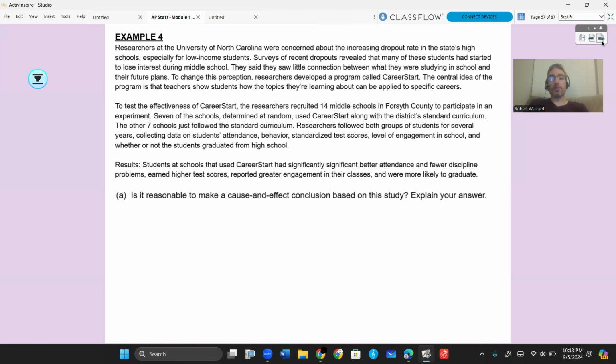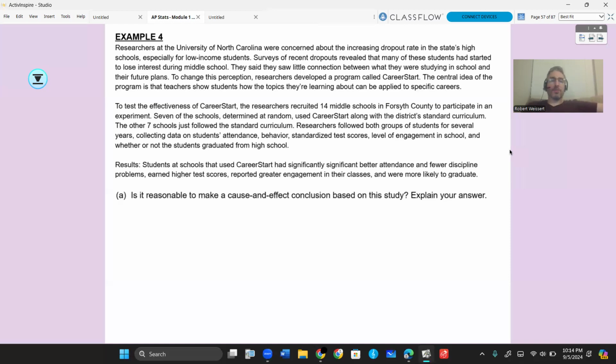Researchers followed both groups of students for several years, collecting data on students' attendance, behavior, standardized test scores, level of engagement in school, and whether or not the students graduated from high school. There's a lot of variables in that. Results: students at schools that use Career Start had statistically significant better attendance and fewer discipline problems, earned higher test scores, reported greater engagement in their classes, and were more likely to graduate.